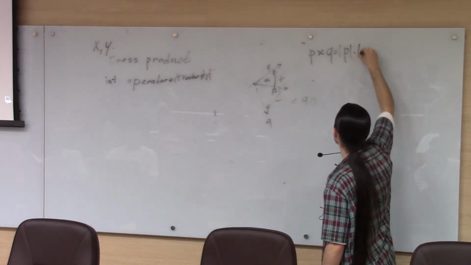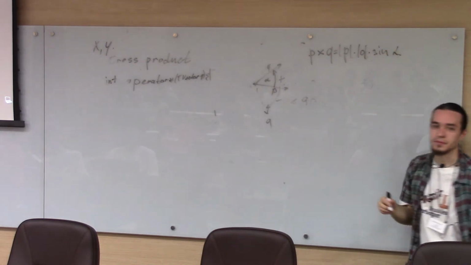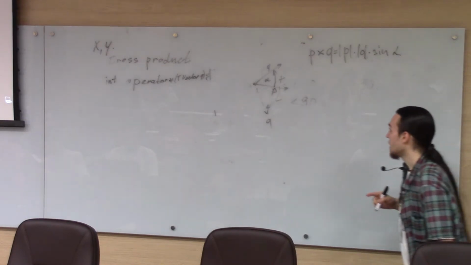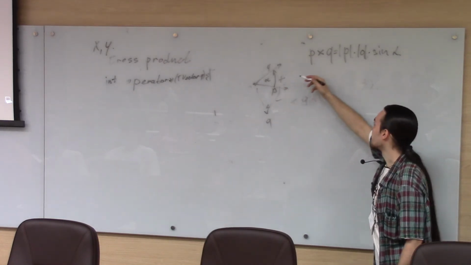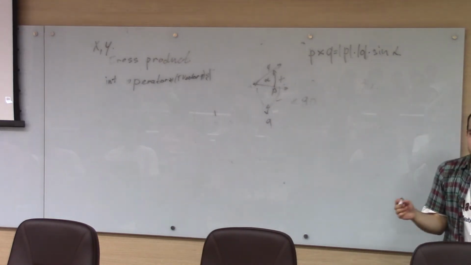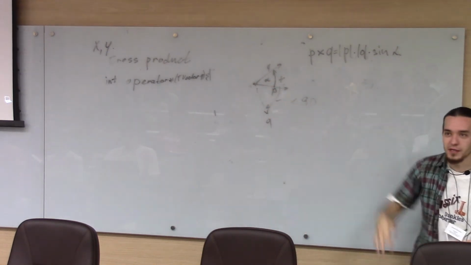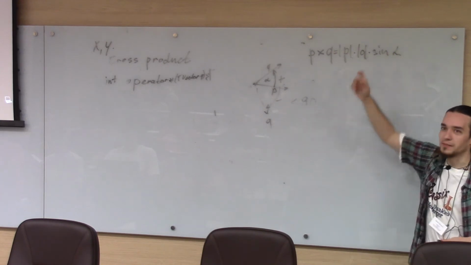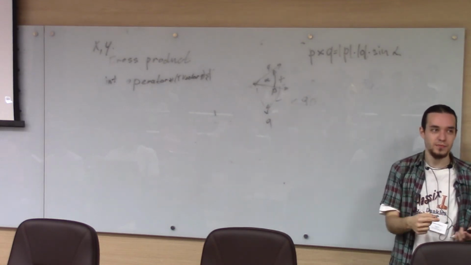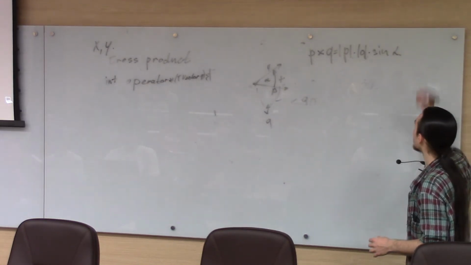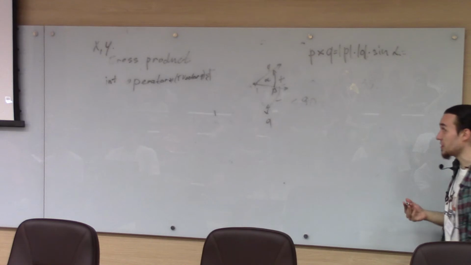So the cross product is usually written like this, P cross Q, and the formula for that is the length of P times the length of Q times the sine of the angle. Okay? So here you can see that the sign of the angle is taken into account. If we exchange P and Q in this formula, then the sine will become the opposite number, so the cross product will change its sign to the opposite.